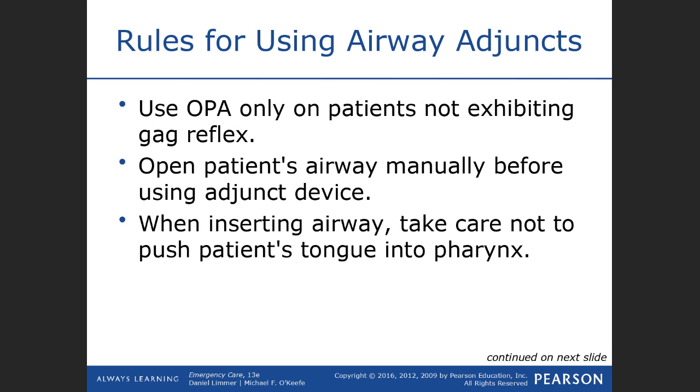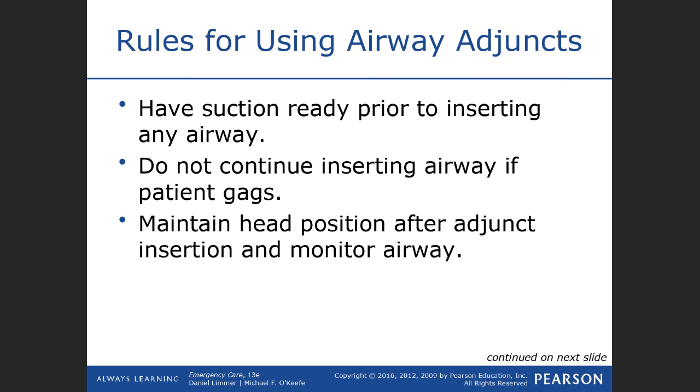The rules for using airway adjuncts. Use OPA only on patients not exhibiting gag reflex. Open patient's airway manually before using adjunct device. When inserting airway, take care not to push the patient's tongue into the pharynx. Have suction ready. So when you're going to manage a patient's airway, there are certain equipment that must be accessible to you. And whoever is going to manage the patient's airway needs to be at the patient's head.